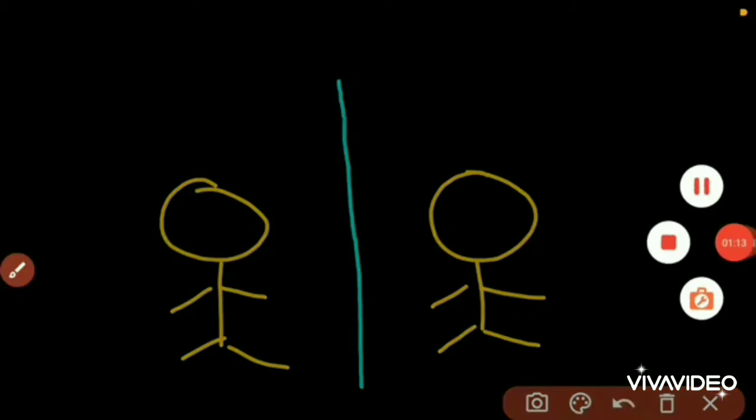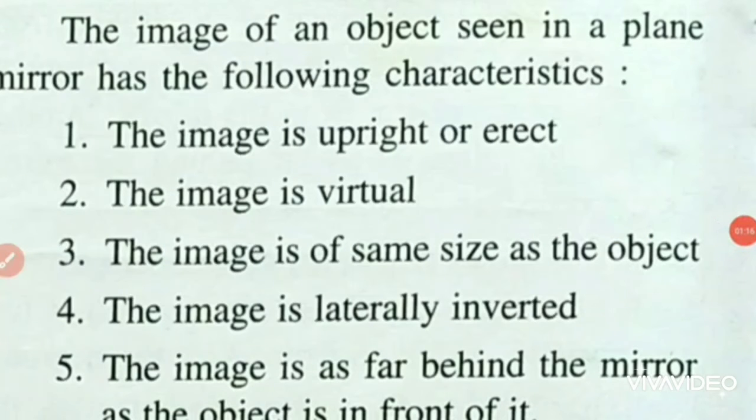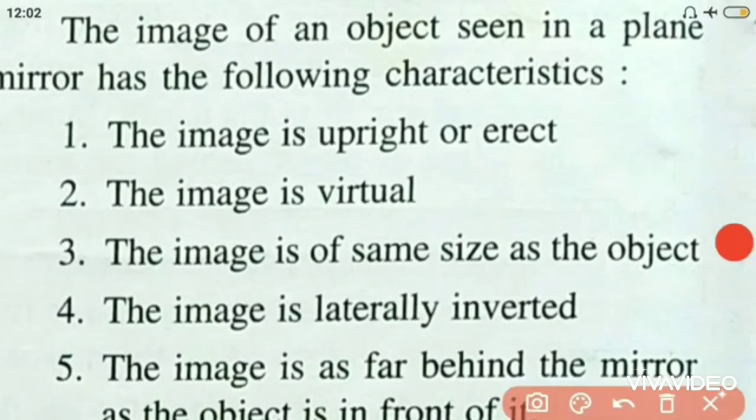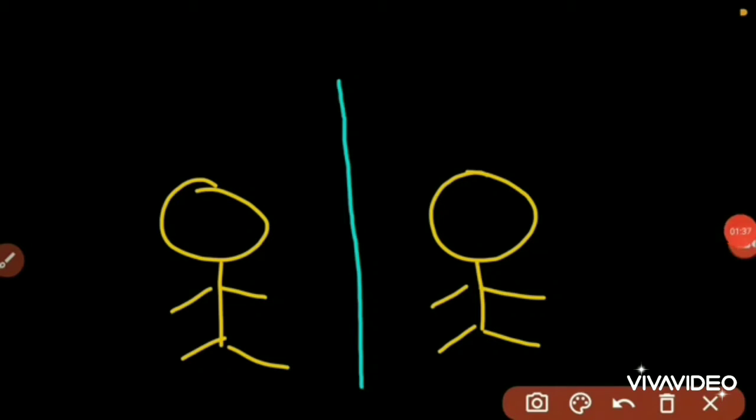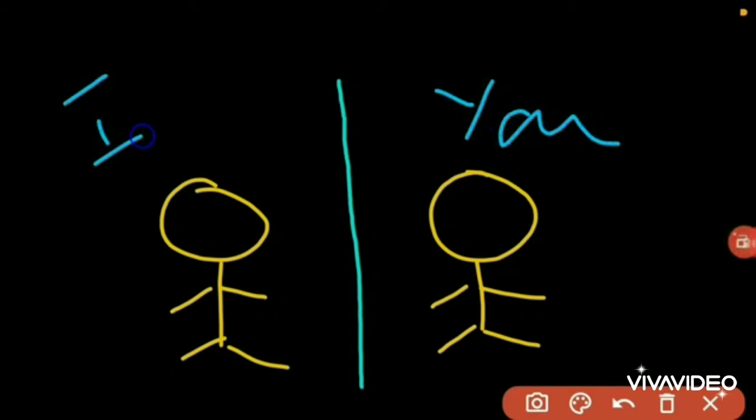Now let's understand the second characteristic. The second characteristic is saying that the image is virtual. What do you mean by virtual? Virtual means that the image that is formed is forming behind the mirror. Again, see in a similar example, suppose again this is you and the line is the mirror. So you can see that the image is forming behind the mirror only. So this is called the virtual image. I hope you have understood very clearly what a virtual image is.